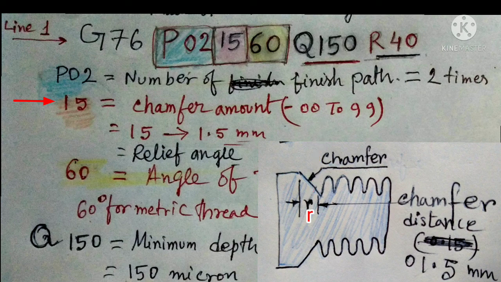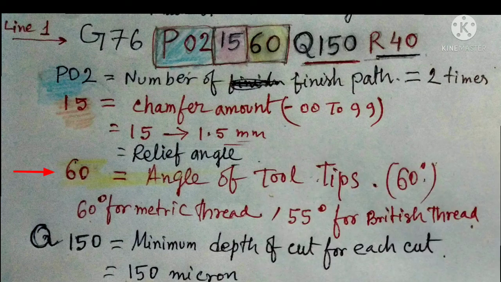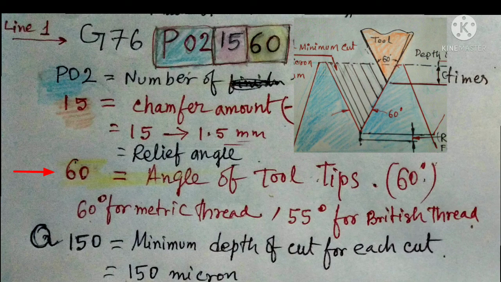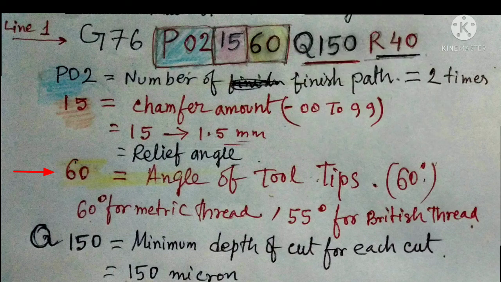And the next point is 60, which is used to give the angle of the tool tip. As here we use 60, that means the angle of the tool tip or the thread angle will be 60 degrees. Keep in mind that for the metric thread we will use the angle 60 degrees, and for the British thread, that means TPI, thread per inch, we will use the angle 55 degrees.